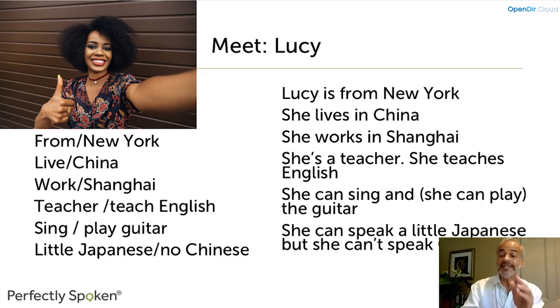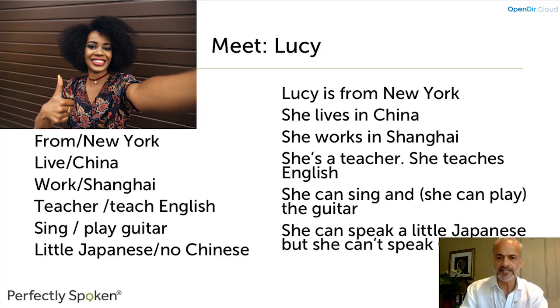Okay, let's create the sentences on the right. So, Lucy is from New York. Where's she from? Lucy is from New York. She lives, it's she, not I. I live, you live. She lives in China. She works, again, works. I work, you work, she works in Shanghai. What's her job? She's a teacher. She teaches, again. I teach, you teach, she teaches English.